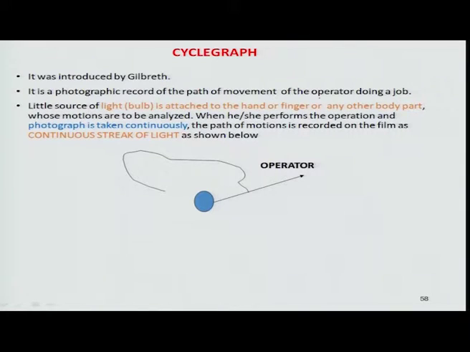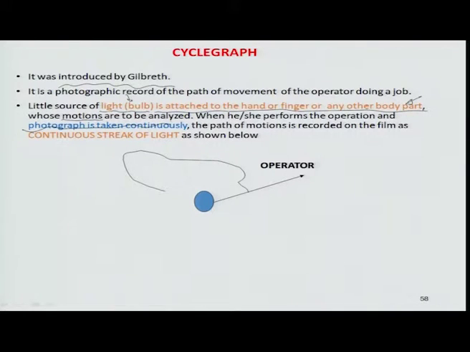The other very important time study technique, which was introduced by Gilbreth, was by looking at a little source of light, a light bulb, maybe a small LED in the current days, which is attached to the hand or finger of any operator, or maybe any other body part which is involved in the motion sequence associated with the task to be executed, and this particular motion is being trapped in terms of continuously taken photographs.